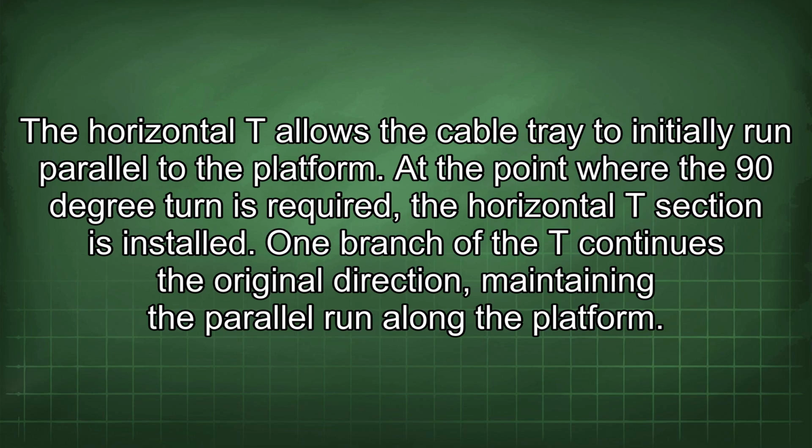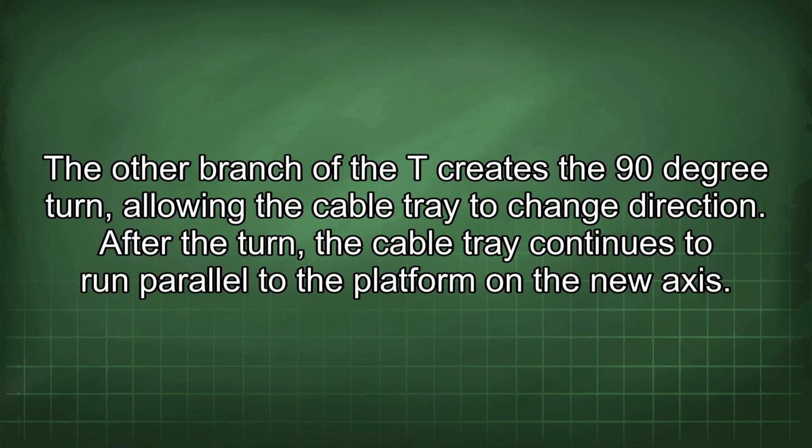At the point where the 90-degree turn is required, the horizontal T-section is installed. One branch of the T continues the original direction, maintaining the parallel run along the platform. The other branch of the T creates the 90-degree turn, allowing the cable tray to change direction. After the turn, the cable tray continues to run parallel to the platform on the new axis.